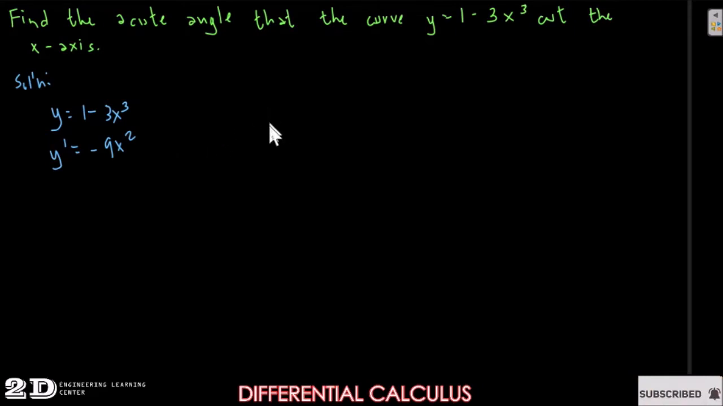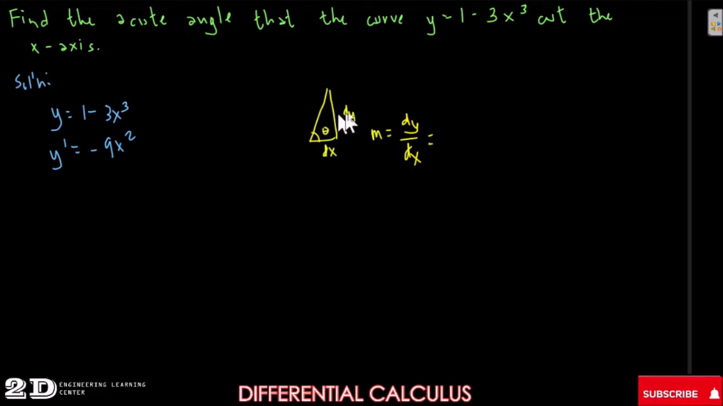Now, the definition of slope is rise over run. So this will be our rise, which is dy, and this will be our run, which is dx. If we have our angle with respect to the x-axis, our slope is equal to dy over dx. Our slope is also equal to the opposite over the adjacent, so this will be tangent theta.